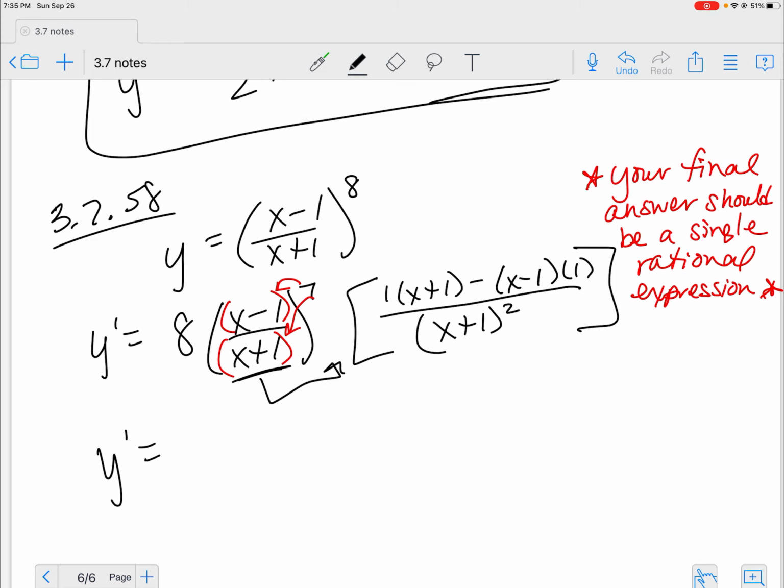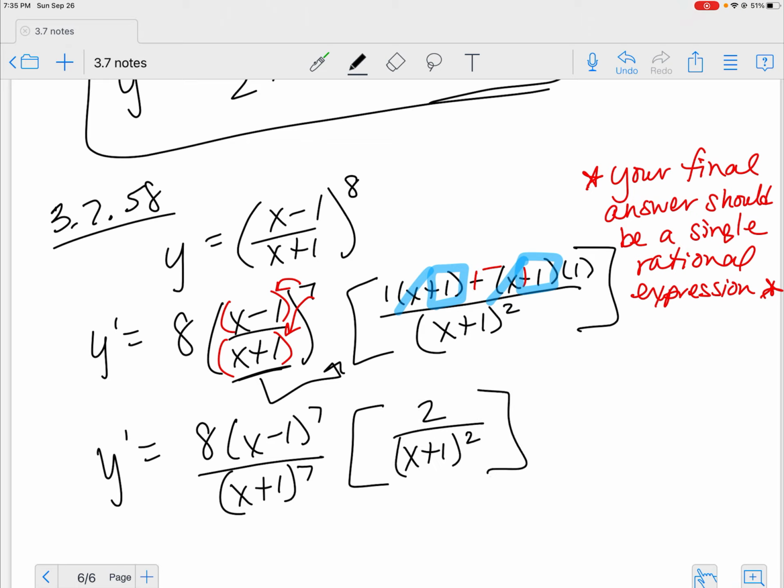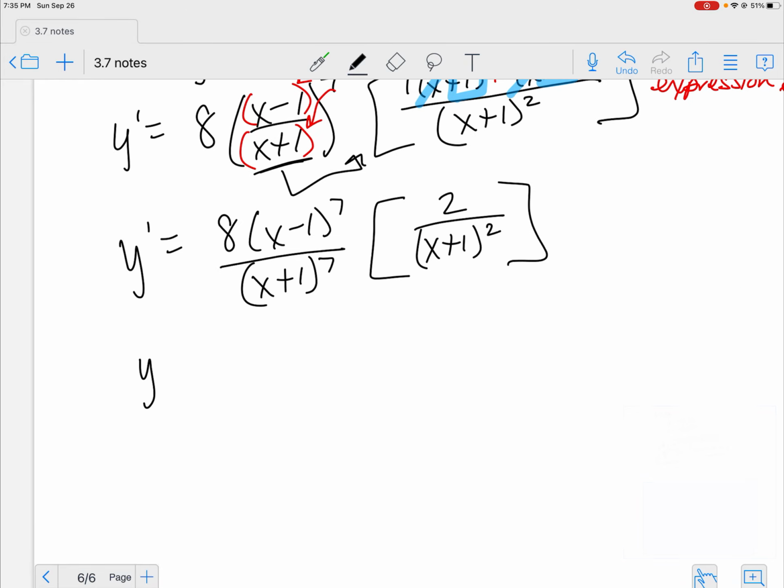So we can rewrite this as y prime is equal to 8 times (x minus 1) to the 7th over (x plus 1) to the 7th times, we don't need that dot there, we've got grouping symbols. Here, don't forget this is subtraction, so you have to switch both of those, which means plus x and minus x cancels, and I have a 1 plus 1. So that's going to be 2 over (x plus 1) squared. All right? Okay. Now just combine it.